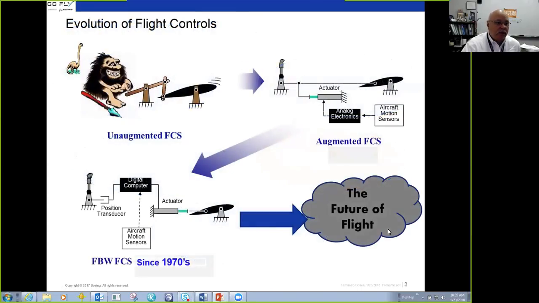So with that, we'll start with the evolution of flight controls. Before there was an augmented flight control system, you basically had a stick with cranks and cables to a surface to control the aerodynamics of the vehicle. That developed into augmented systems in which the pilot would still put in his command, but there would be some circuits that would measure the motion of the vehicle and make it more stable for the pilot to fly the airplane.